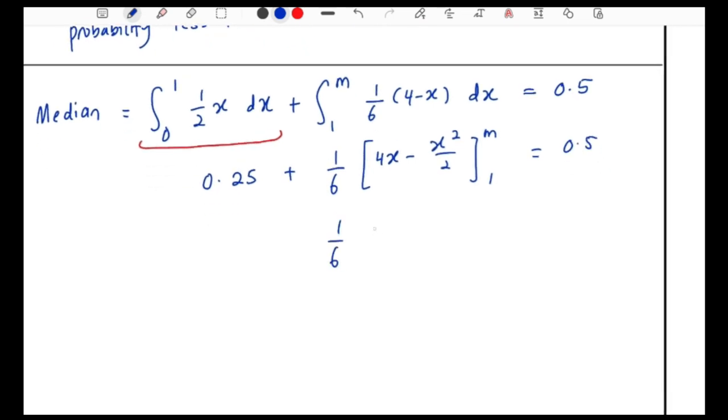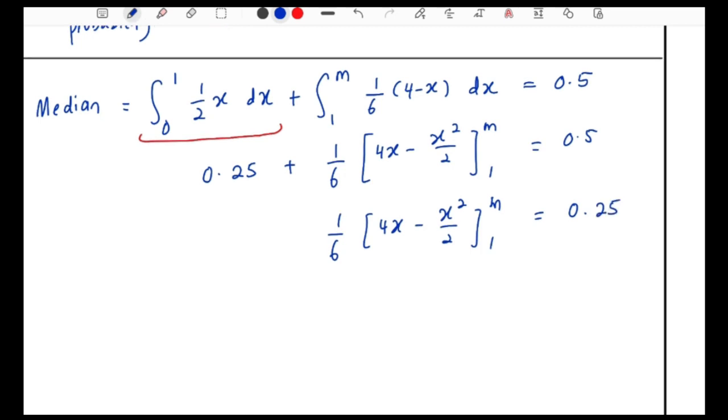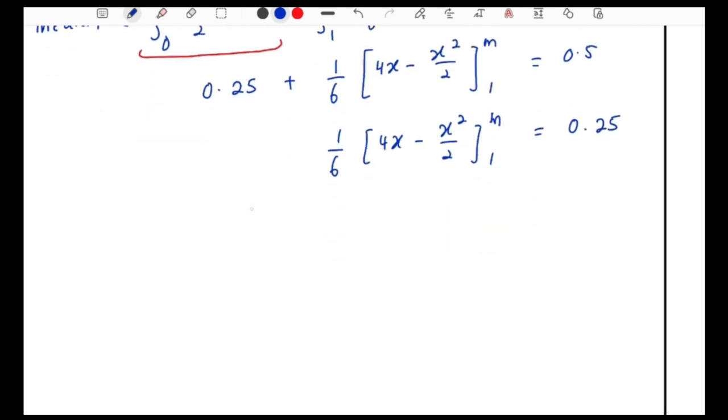Then move 0.25 over there to the right, so we have 0.25. Substitute m, 1 into the x.